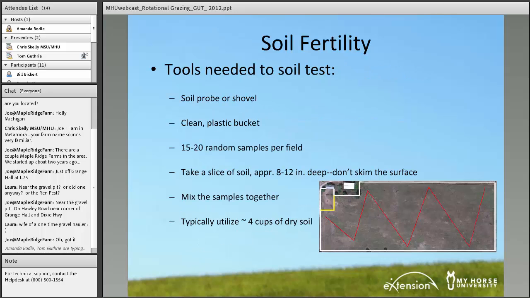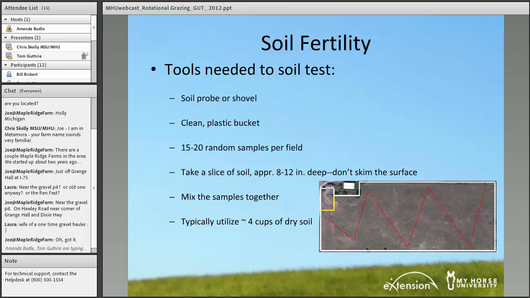Okay, so when we look at what tools you would need to soil test, well, you would need a soil probe or shovel, a clean plastic bucket, right? We don't want anything contaminating our soil sample. You really do need to take 15 to 20 random samples per field. As you can see illustrated in this picture here on the slide, is that what we have is kind of a Z-shaped pattern throughout the pasture.